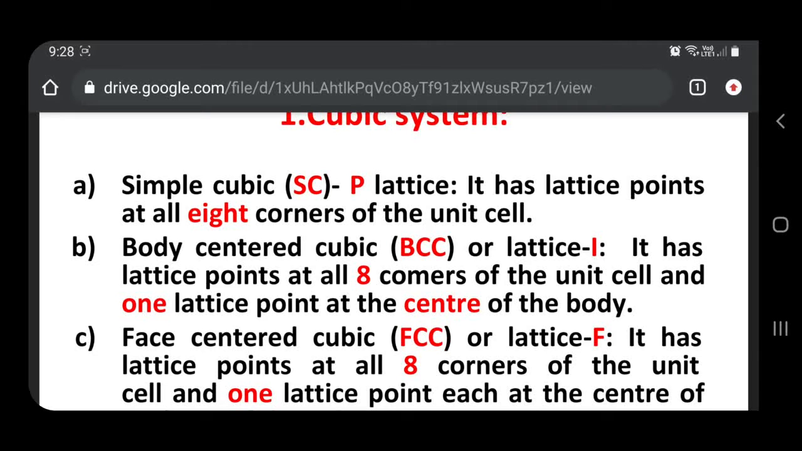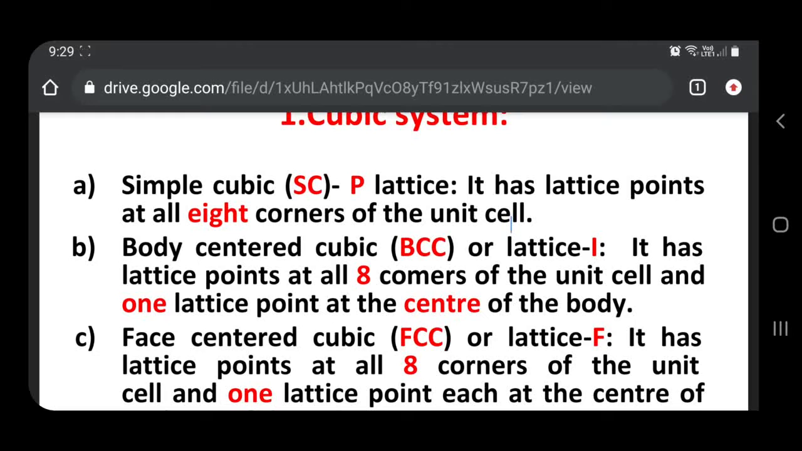In the cubic system, in detail I have given the description here. So simple cubic, from here afterwards, in short we call it SC. In solid state physics, SC means simple cubic, and it is represented by P lattice. So P lattice is nothing but primitive lattice. Okay, and it has lattice points at all 8 corners of a unit cell. That's shown in the diagram.